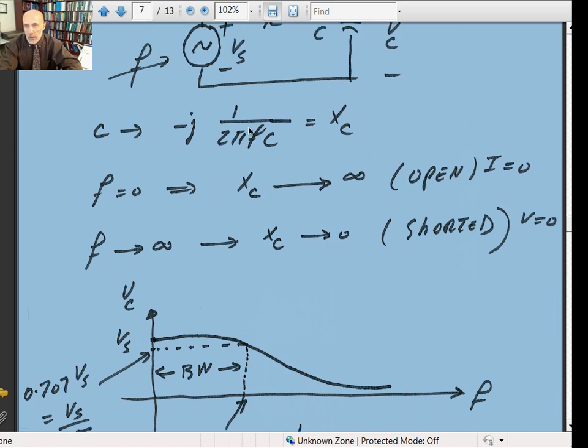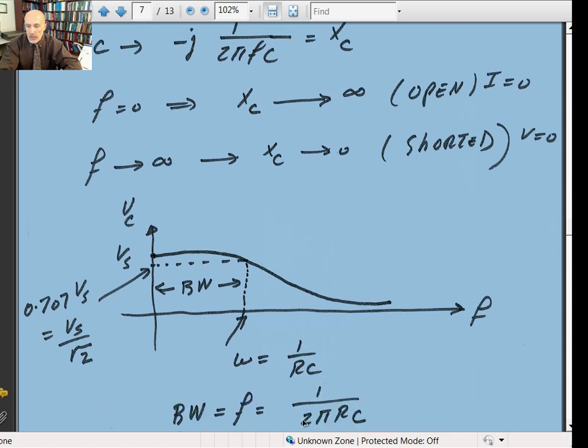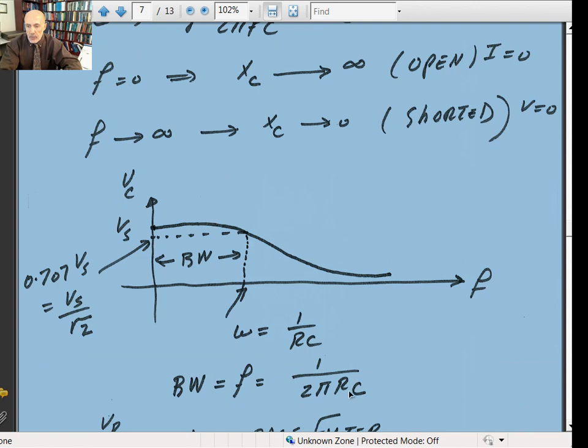So the RC circuit acts like a low-pass filter. It passes low frequency, but it's blocking high frequency. And again, noise is a high frequency. If you have noise in your circuit, on your system, and your signal, you can put a simple RC circuit to block the high frequencies. And to determine the bandwidth, omega would be equal to 1 over RC, or the frequency then would be 1 over 2 pi RC.